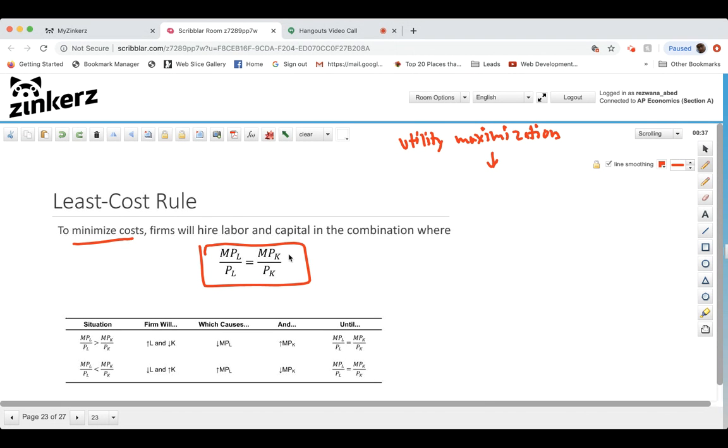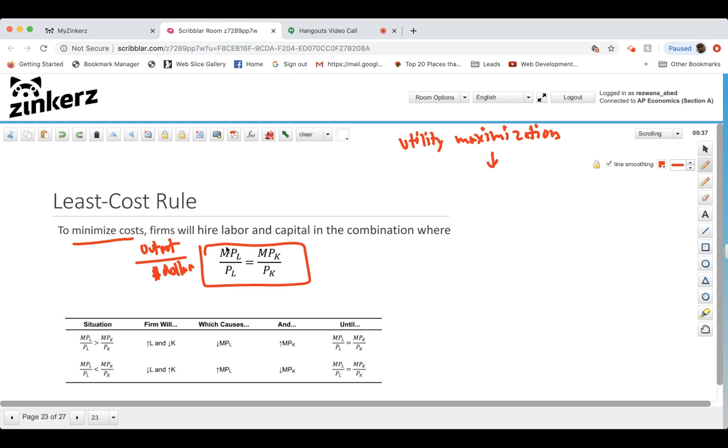Okay, so K stands for capital. So what does this really mean? MPL, think of it as output, and price of labor, just think of it as money. So output per dollar for labor. You want the output per dollar from labor to equal the output per dollar from capital, because you want the most bang for the money that you're spending.